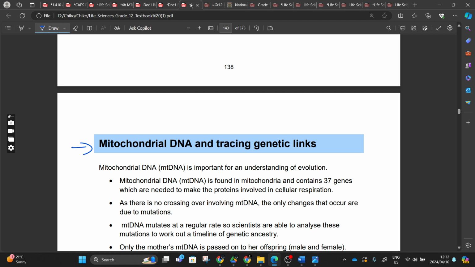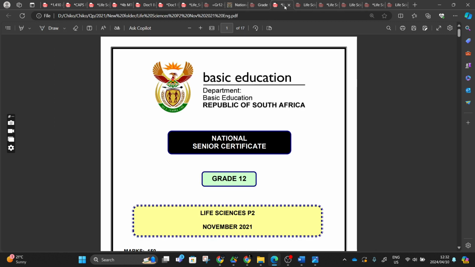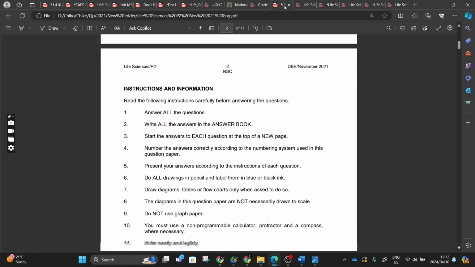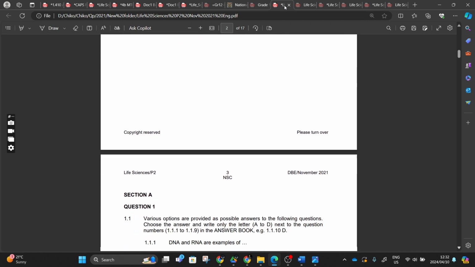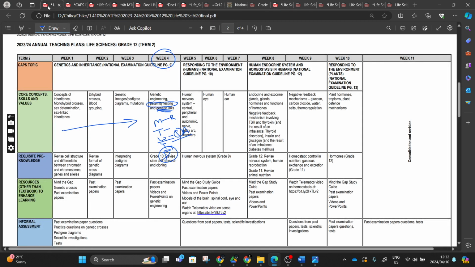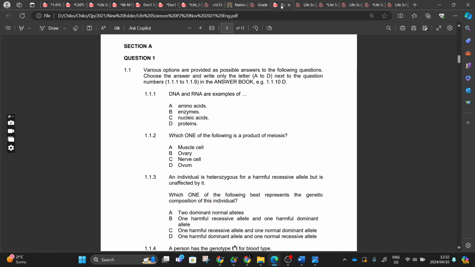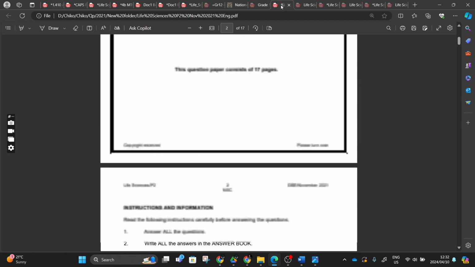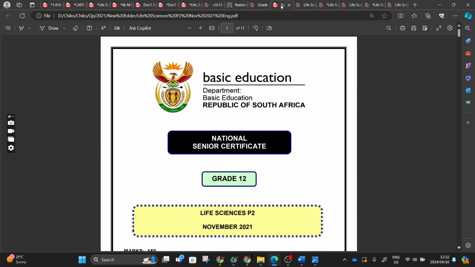Now we can move to our previous examination, right? So life science, this question paper was written in November 2021, life science paper 2, right? So I collected some questions so that we can do them together as today's class. I think we are now doing these past examination papers, preparing and reminding you of DNA profiling, how it was supposed to be done. If they taught you, we are fine. If you are lacking, you are here.